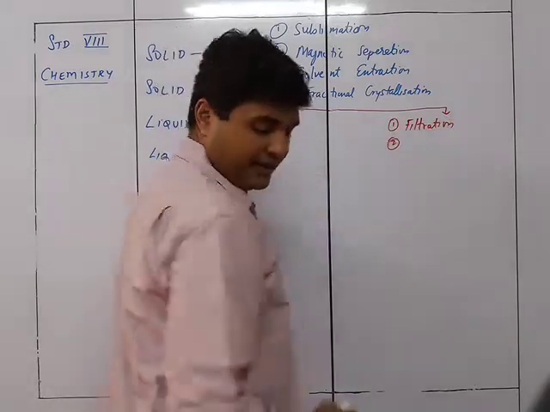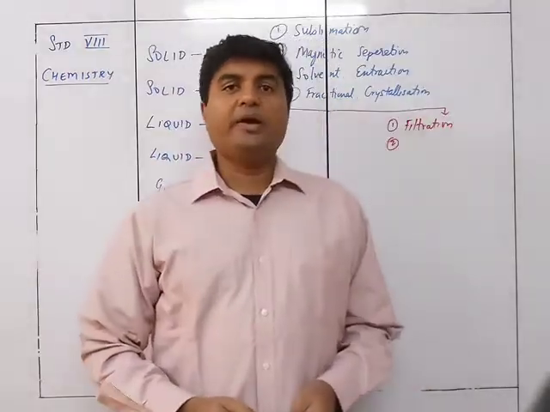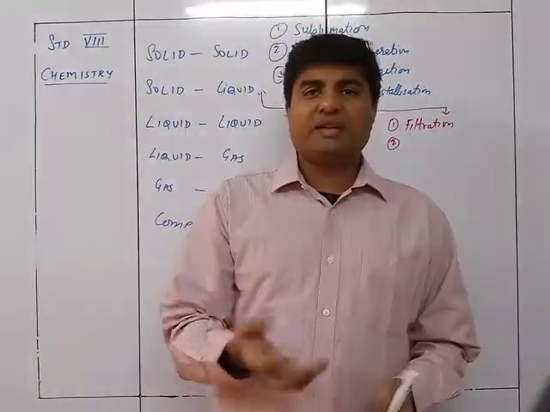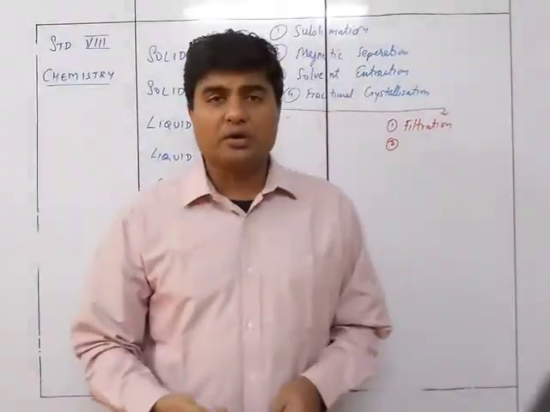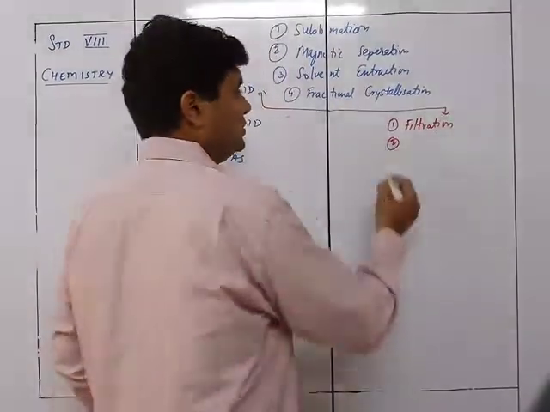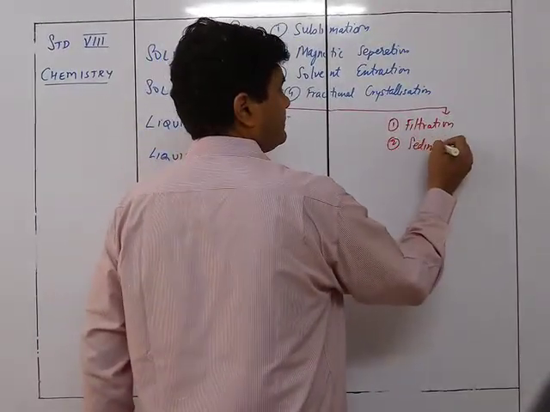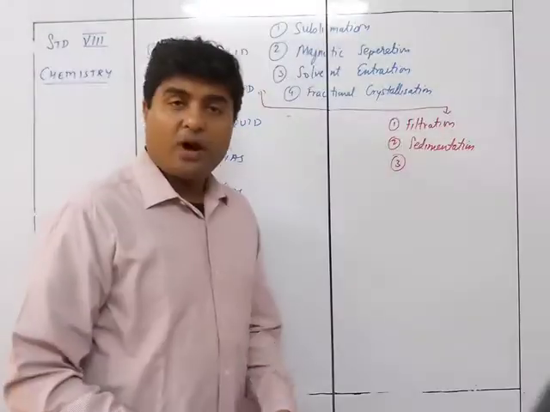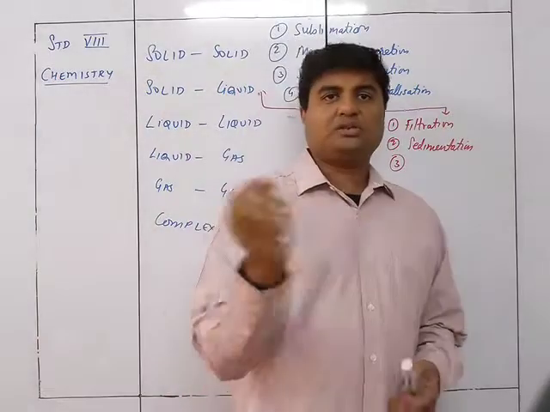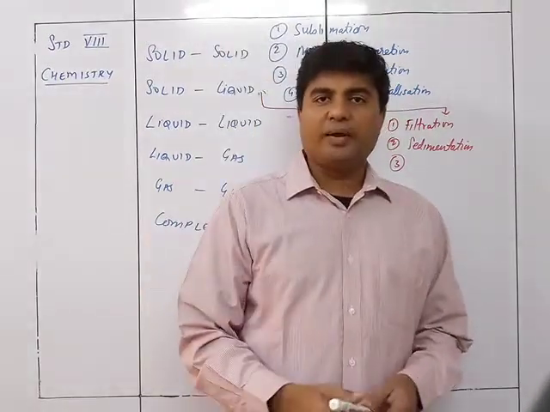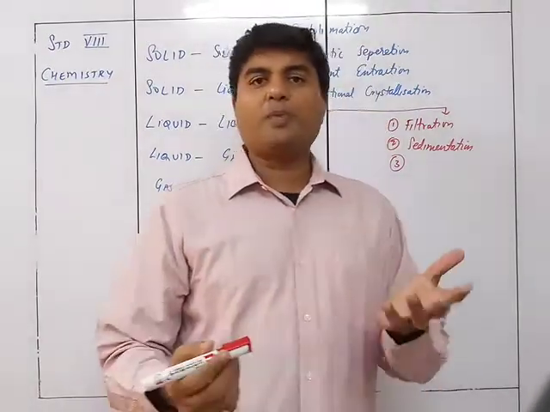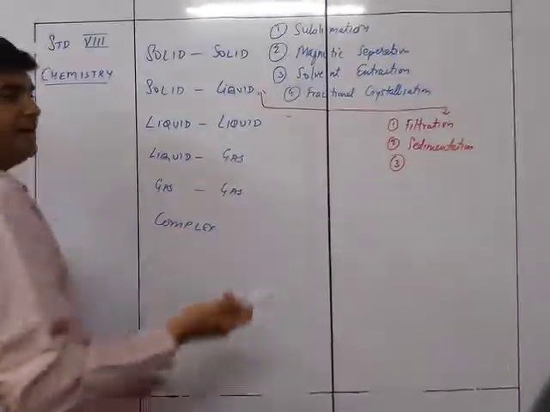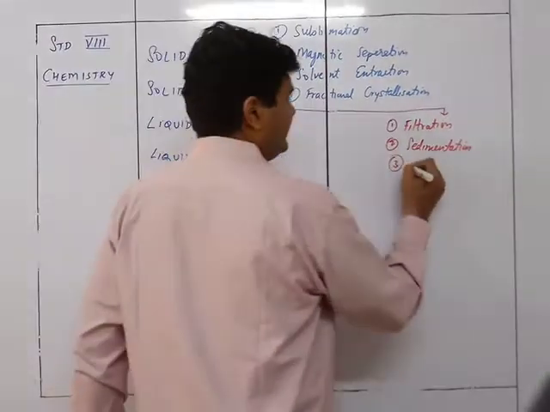The second one is sedimentation. If it is something like sand, when you keep it, it is going to settle down by itself. The dust particles will settle down by themselves in water. That is nothing but sedimentation. The third one is evaporation. You put it in a dish, let the water evaporate, and the salt is going to remain inside. In the solid liquid mixture, the liquid part is getting evaporated and the solid is retained in the dish. That is why it is called evaporation.